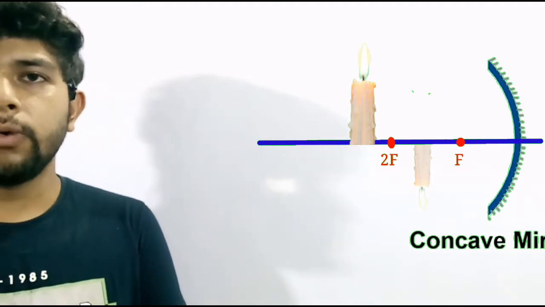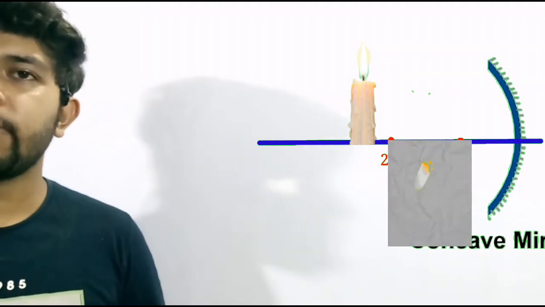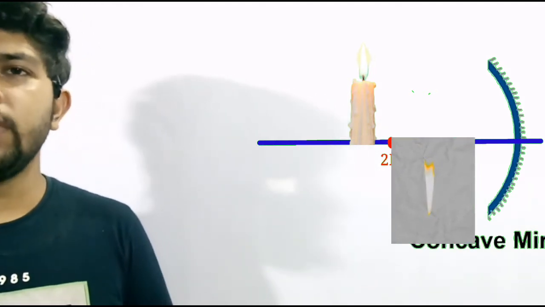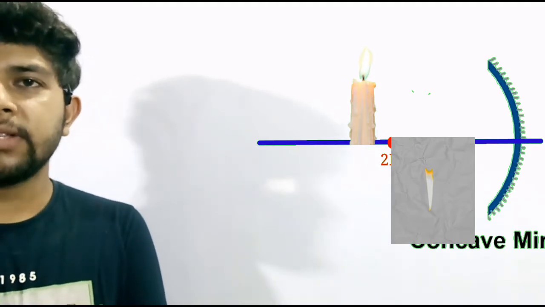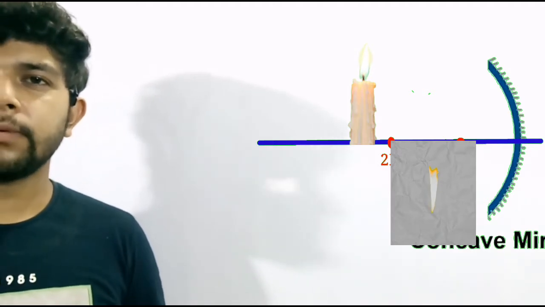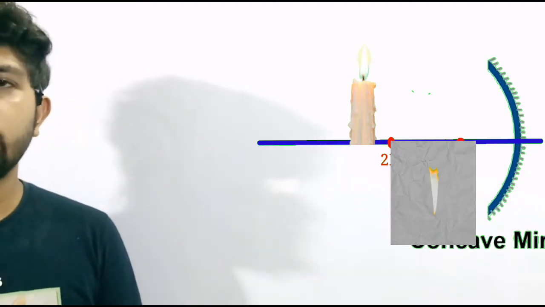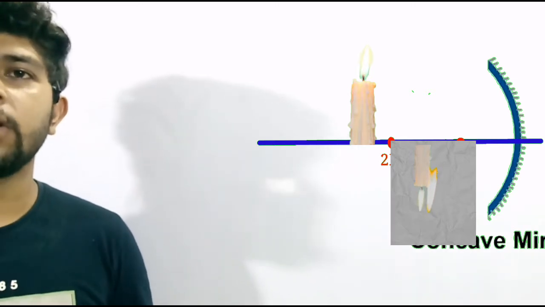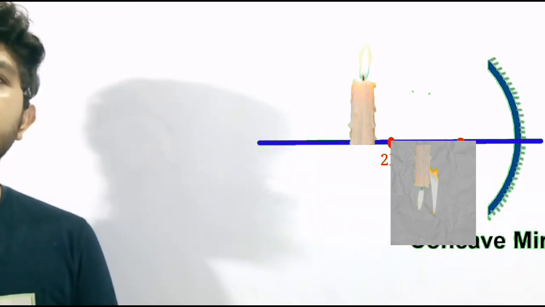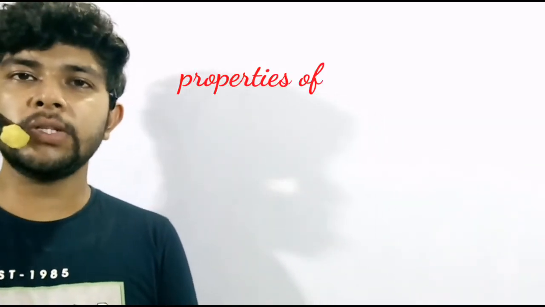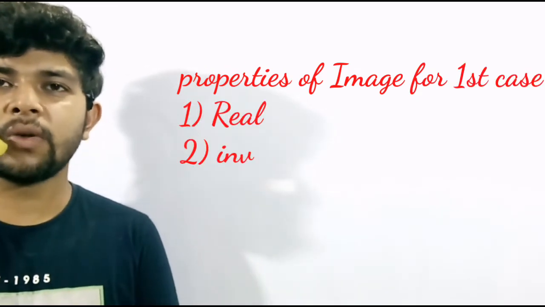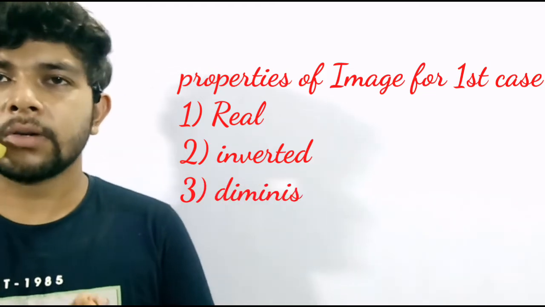So how do you get this image? You have to bring the paper again, and if you focus by moving the paper forward or backward, you will get the sharp image exactly at this point. And if you look carefully, you will find that the image is inverted, real, and also diminished. That means the image is smaller than the real object. So this is the second case for the concave mirror.